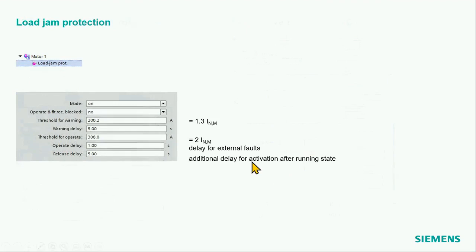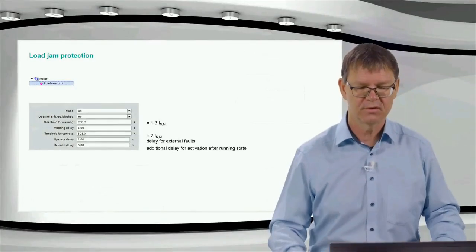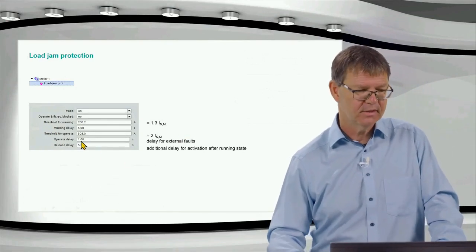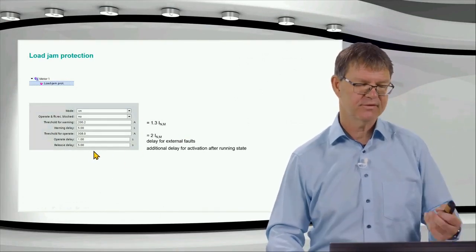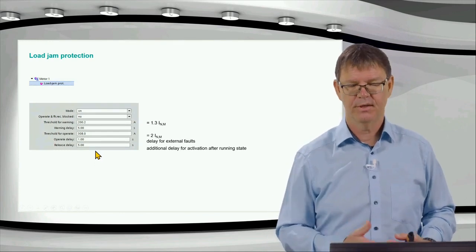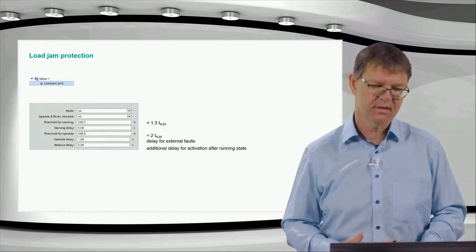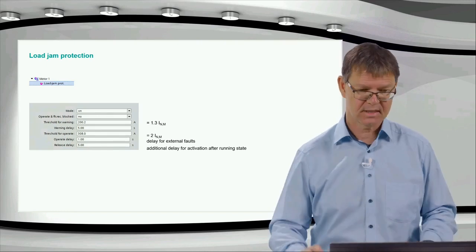Okay, load jam protection. I set here the warning threshold to 1.3 times nominal current and the tripping threshold at 2 times nominal current, because then I would say, okay, if it's more than 2 times for a longer time, then I have a load jam situation. Definitely I can trip. I don't want to continue in that way and wait. And here I have this release delay, 5 seconds. It's an additional safety before I activate this function after the motor is in the running state.